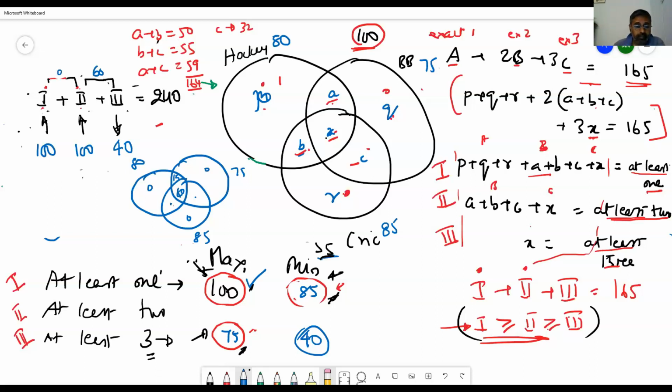Pulkit, is it okay? Yes, sir. I cannot go below 50. I cannot go below 40. Is that okay? Yes, sir. So 40 is the smallest.